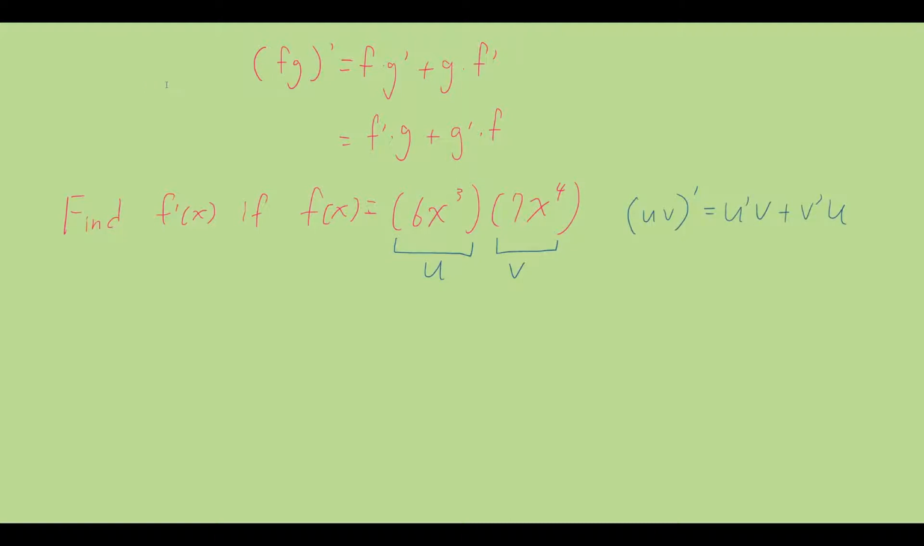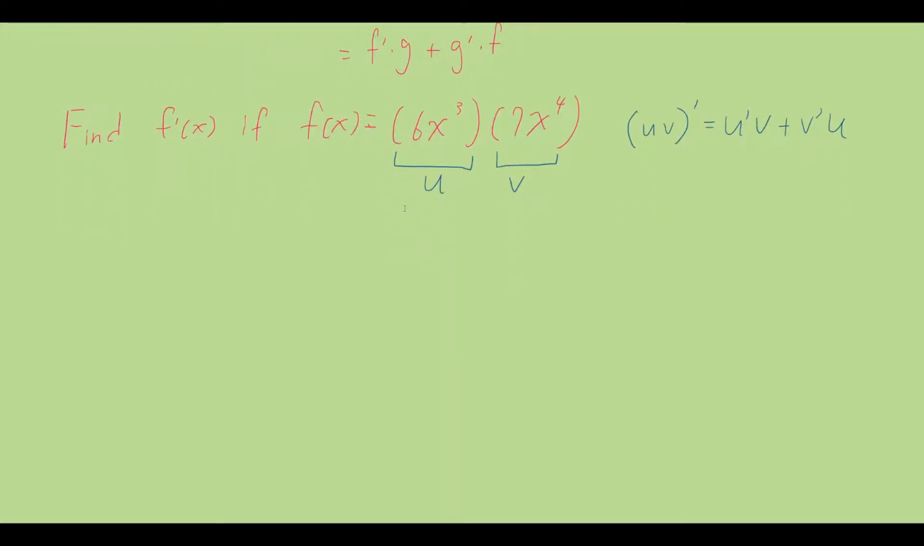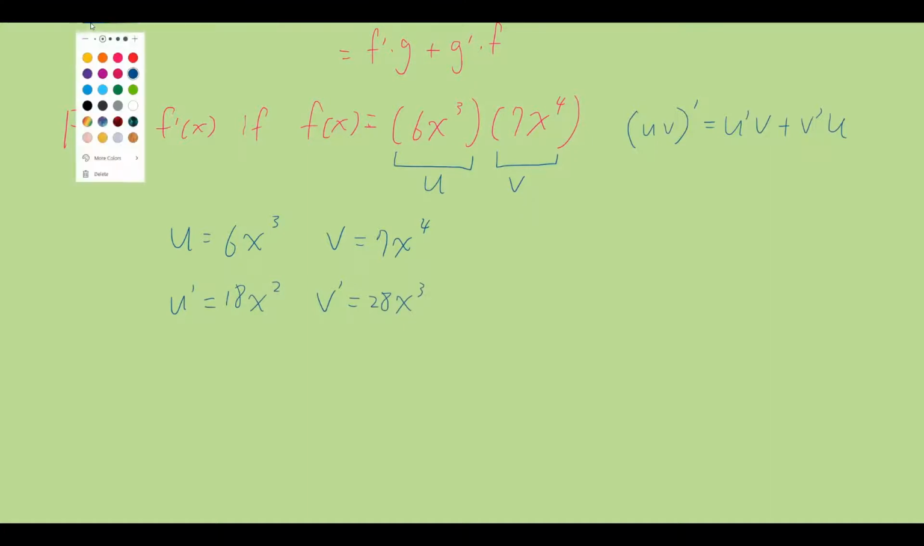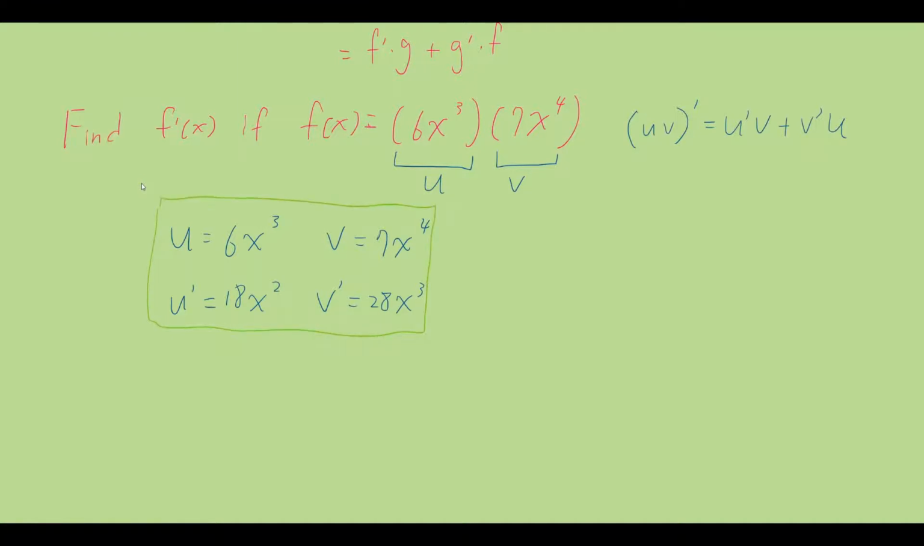What I like to do is list out u, v, u prime, and v prime before I move on even further. So u is 6x cubed and v is 7x to the 4th. Let's go ahead and find the derivative of these two things. u prime is bring down the 3 multiplied by 6, so 18x squared. And v prime is 4 times 7, that's 28x to the 3rd power. Now that we have everything ready, we can go ahead and apply the product rule.